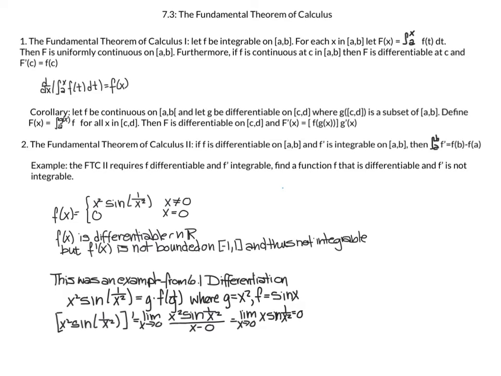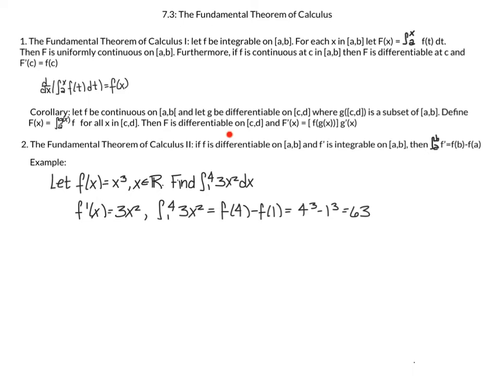We can certainly take the derivative, and we did that in our chapter 6 when we looked at derivatives. So x squared sine of 1 over x squared is equal to g composed of f of 1 over x, where g is equal to x squared and f is equal to sine of x. So the derivative is equal to the limit of x squared sine of 1 over x squared over x minus 0, and that's the limit as x approaches 0 of x sine of 1 over x, which equals 0. So you can see the derivative is not bounded because of this x, and thus is not integrable.